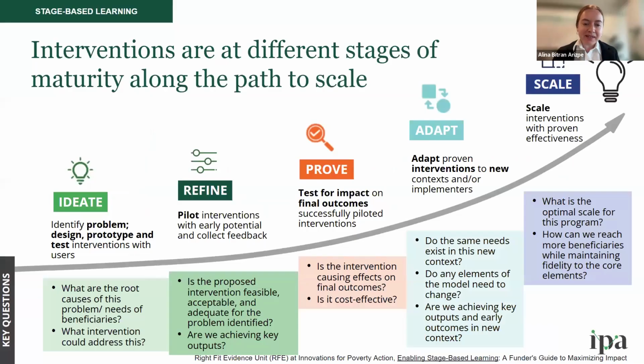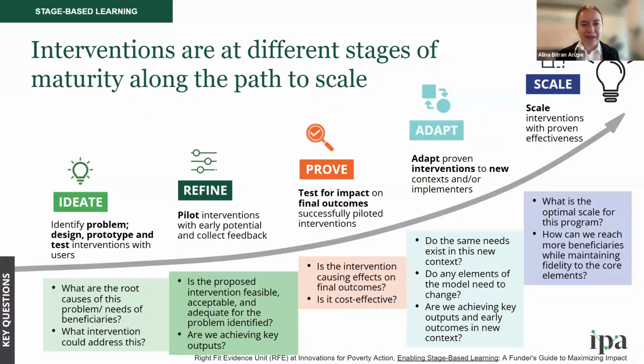The stage-based learning framework says that interventions are at different stages of maturity along a path to scale, and that we should consequently be adapting the key research and learning questions based on where these interventions are on their path to maturity. The framework lays out 5 different stages in this path. The first stage is the ideate stage. This is the very early stage where we're thinking about the root causes of the problem, needs of beneficiaries, and potential interventions that could address these problems.